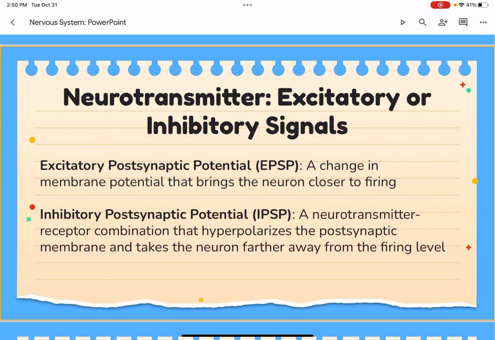Excitatory postsynaptic potential is a change in the membrane potential that brings the neuron closer to firing. Inhibitory postsynaptic potential is a neurotransmitter receptor combination that hyperpolarizes the postsynaptic membrane and takes the neuron further away from the firing level. Each excitatory postsynaptic potential or inhibitory postsynaptic potential is not an all or none response. They do not travel like action potentials. Rather, each is a graded response that may be added to or subtracted from other excitatory postsynaptic potentials or inhibitory postsynaptic potentials.